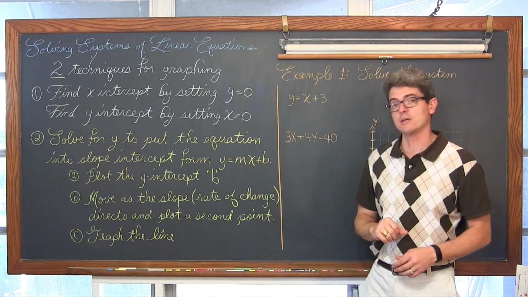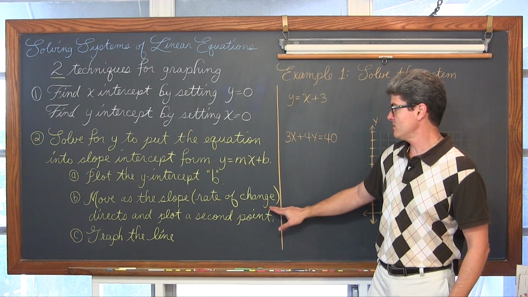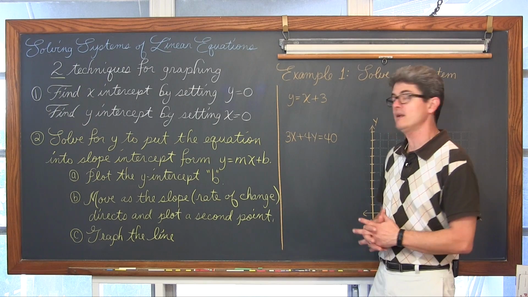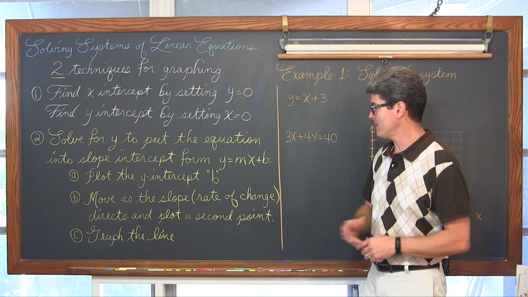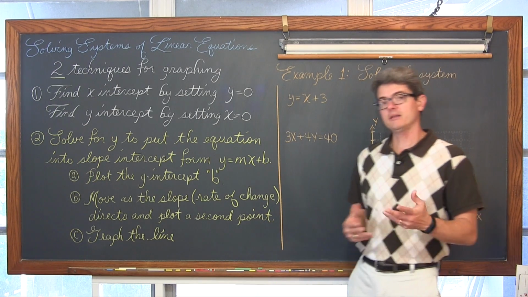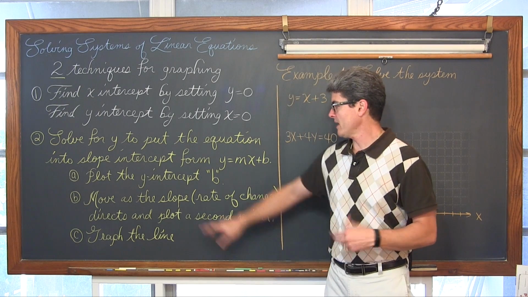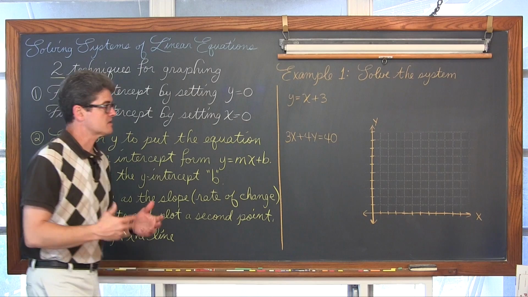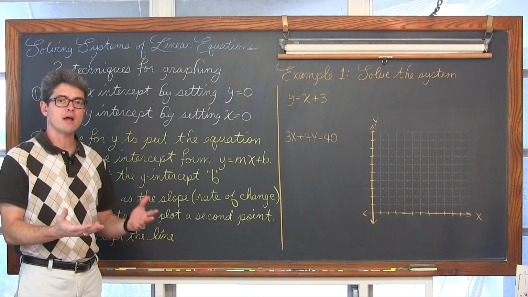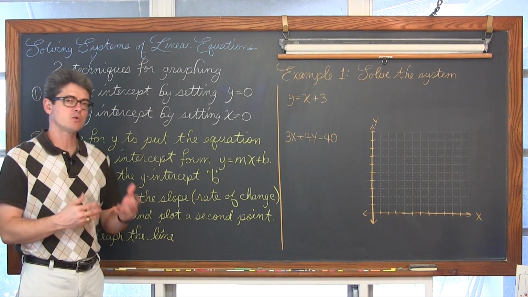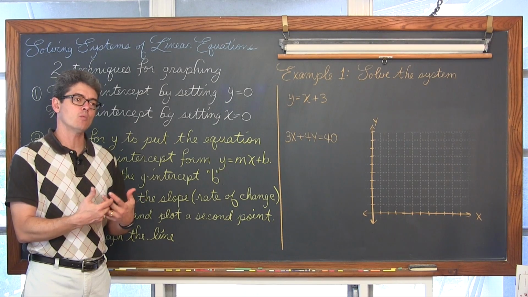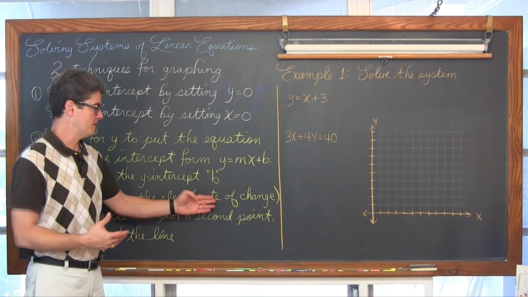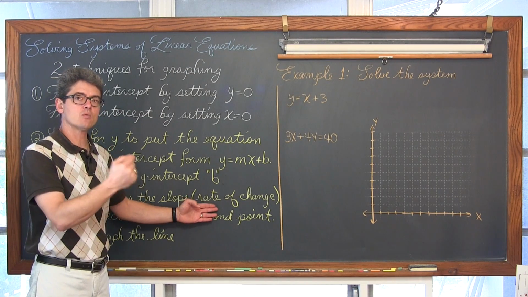So plot that y-intercept first, and then we're going to move as the slope, or your textbook may be calling it rate of change, directs you, and plot a second point, and then graph the line. We like to say slope is rise over run, and it is, but just saying simple rise over run is really only good for graphing purposes. If you're trying to interpret what your slope means in a word problem, rise over run kind of just falls apart, and you need to remember that slope is a rate of change.